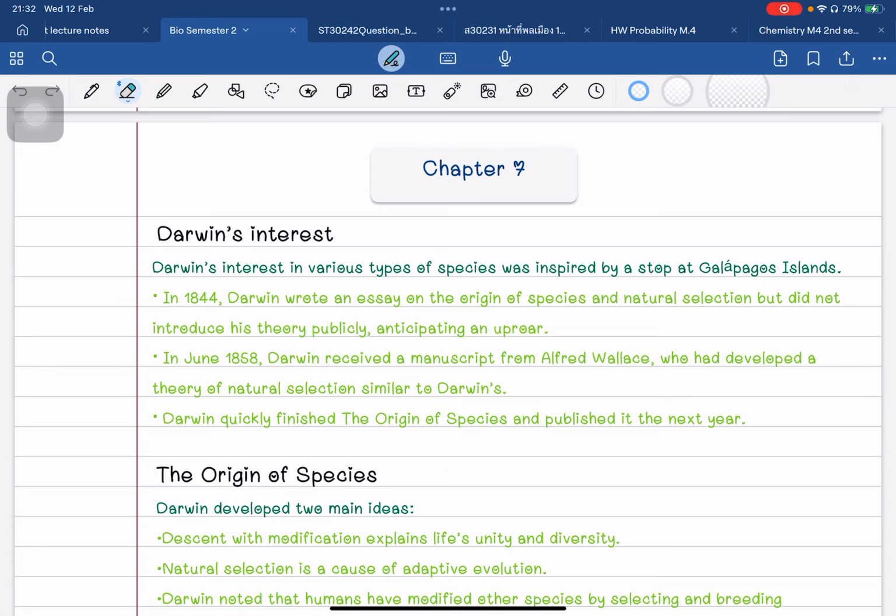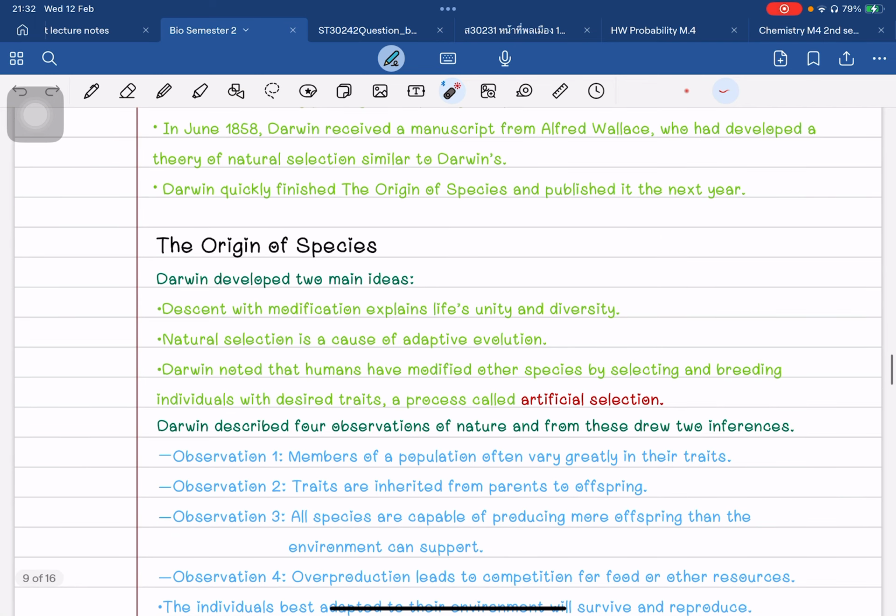In 1844, Darwin wrote an essay on the origin of species and natural selection, but did not introduce his theory publicly. But in June 1858, Darwin received a manuscript from Alfred Wallace, who had developed a theory of natural selection similar to Darwin's. So Darwin quickly finished The Origin of Species, which is the book, and then he published it the next year. So let's talk about The Origin of Species that Darwin wrote.